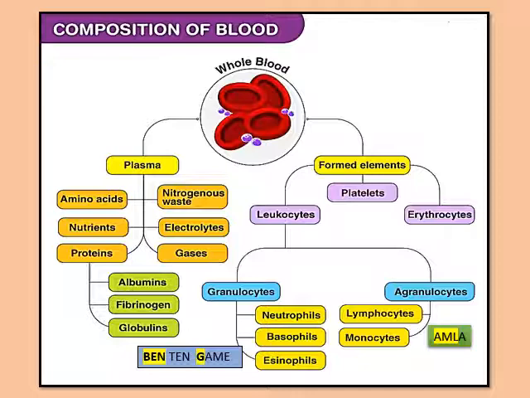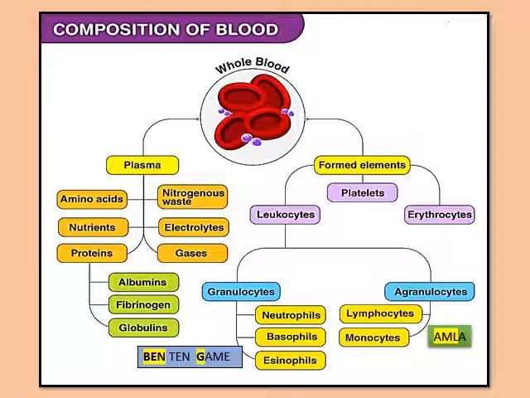Leukocytes have further subdivision. They are divided into granulocytes and agranulocytes. Granulocytes, as their name suggests, are the types of white blood corpuscles or cells that contain granules. I will discuss the function of these granules and the classification of granulocytes in the upcoming slides. Granulocytes are again subdivided into neutrophils, basophils, and eosinophils.